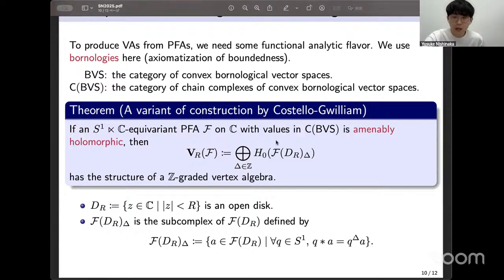For an open disk D_R, since the disk is invariant under rotations, we can define the subcomplex F(D_R)_delta by using the action of S^1. Then if F satisfies the condition called meromorphic, the direct sum of its homology carries the structure of a graded vertex algebra.